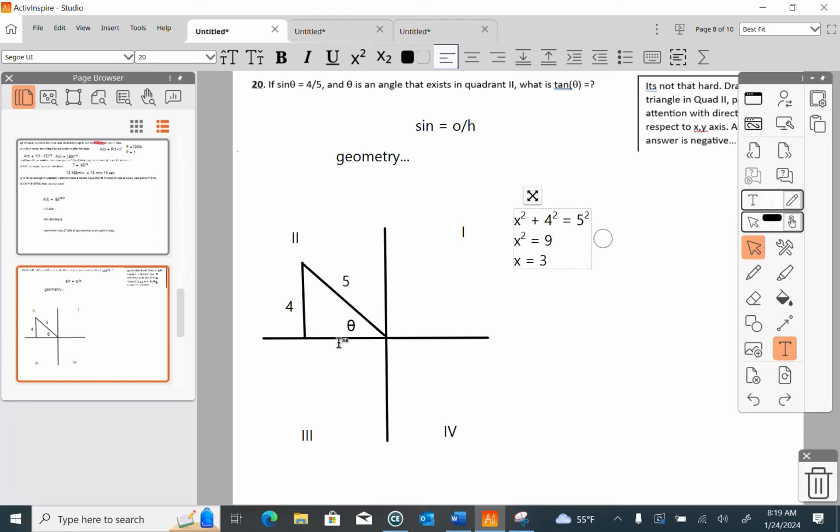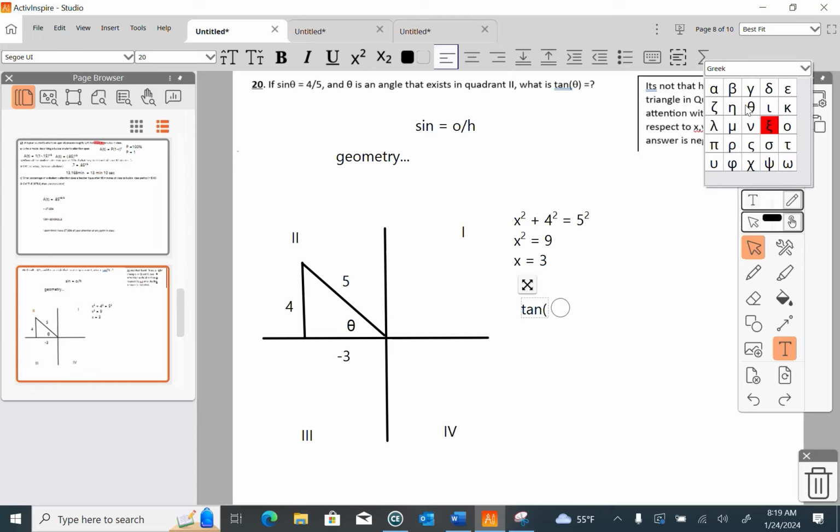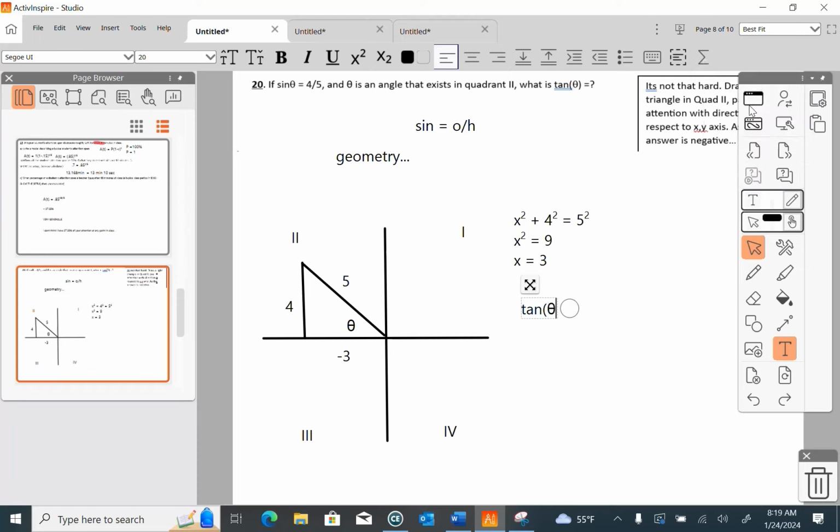Now, direction matters. You're running left on the x-axis here. That's negative 3. I'm not saying this triangle has lengths of negative 3. There was never a triangle there in the first place. There wasn't. But I ran left 3 units. I want to know the tangent ratio. Tangent of theta would have to be opposite over adjacent. Well, I keep picking the wrong Greek letters here. I'm clicking on that one.